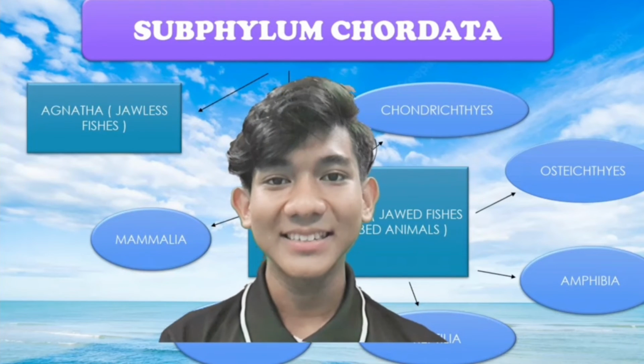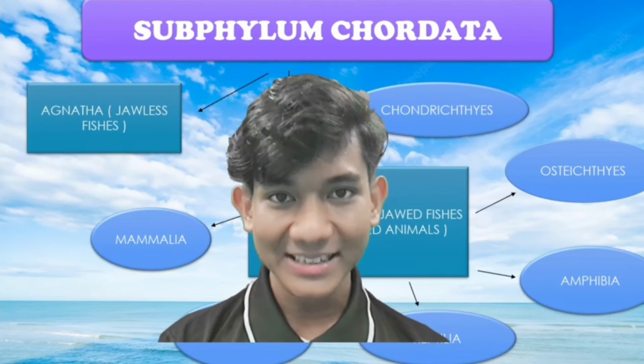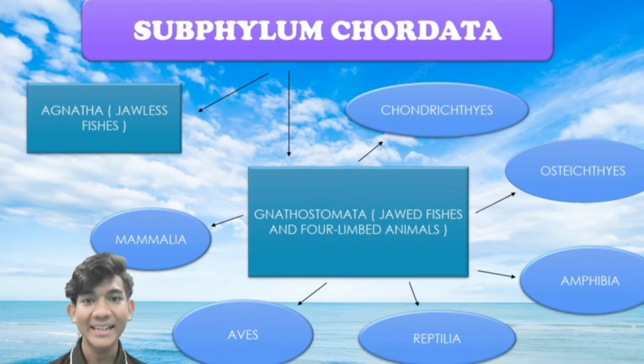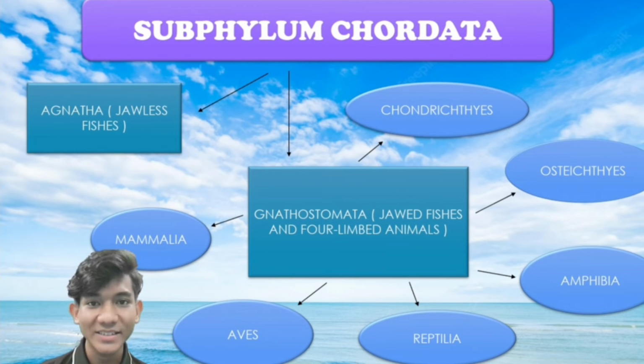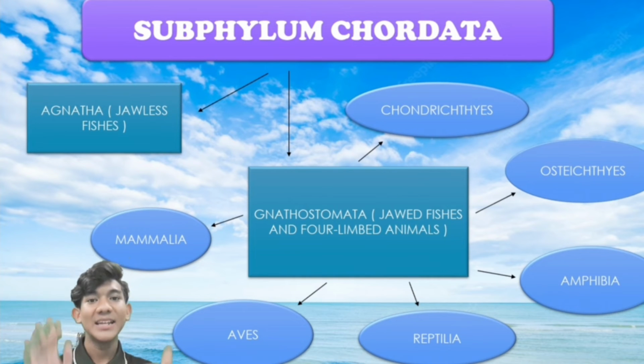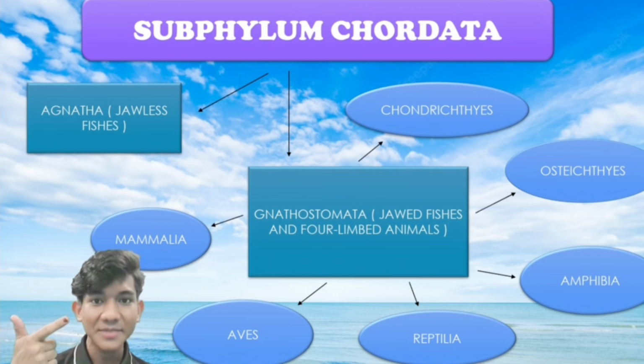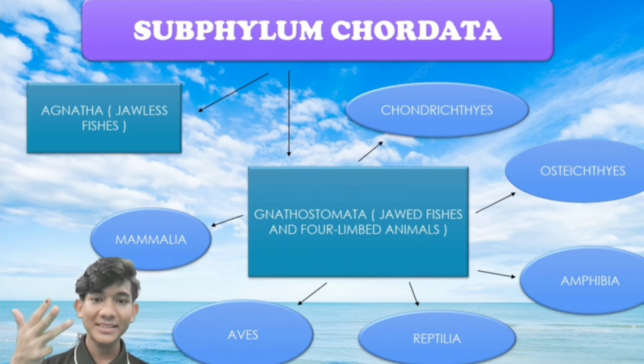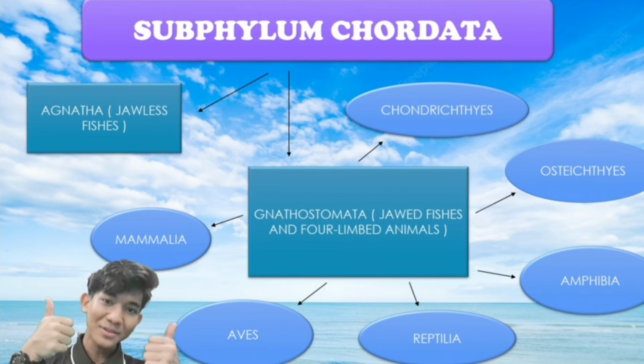And now I would like to talk a little bit about subphylum Chordata. Subphylum Chordata has 2 different categories. First, we have Agnatha, which are jawless fish. But we also have Gnathostomata, which are jawed fish and four-limbed animals. But don't forget, Gnathostomata has 6 different subcategories. First, we have Chondrichthyes. We also have Osteichthyes, Amphibia, Reptilia, Aves, and Mammals.